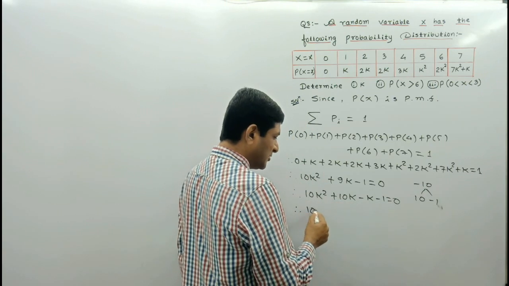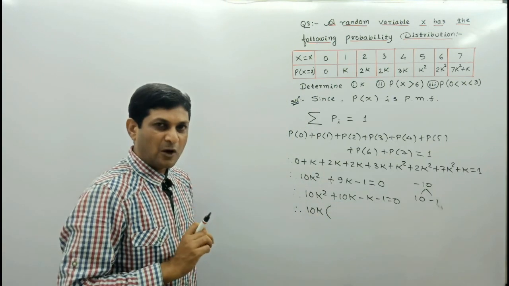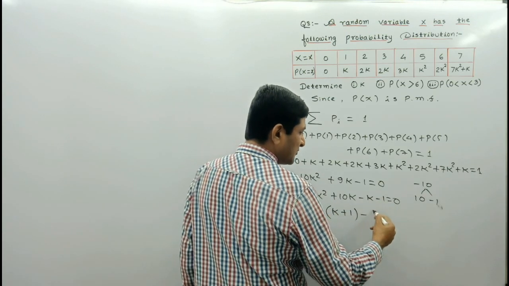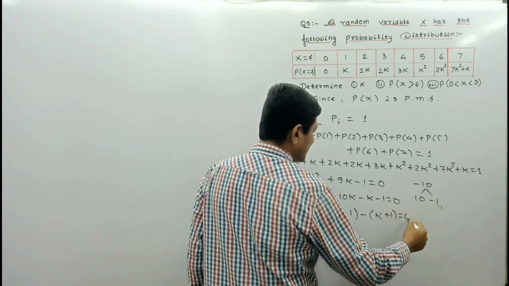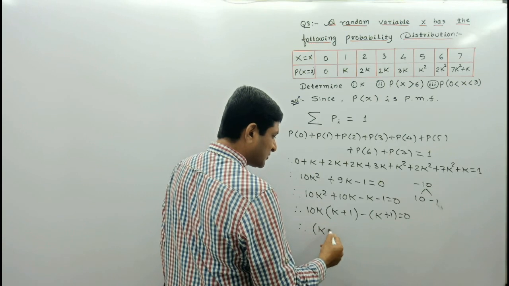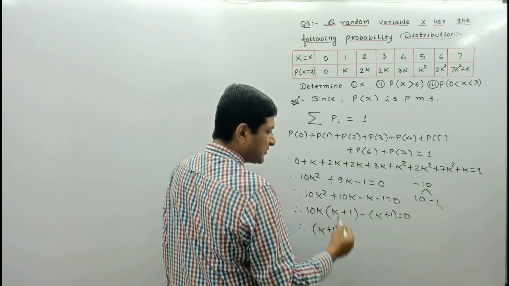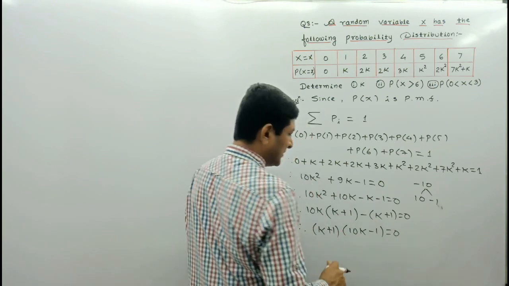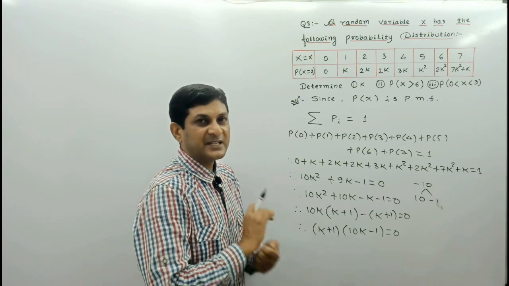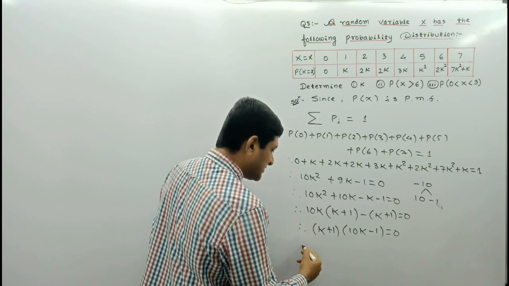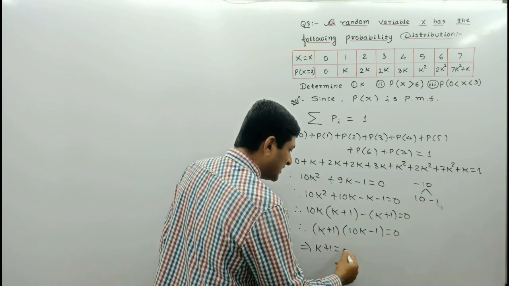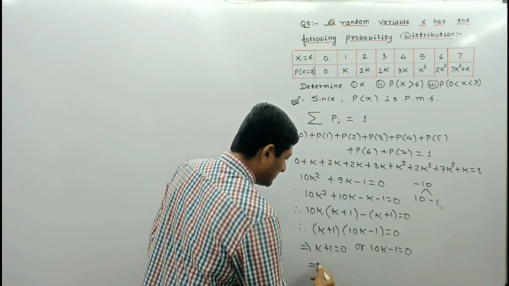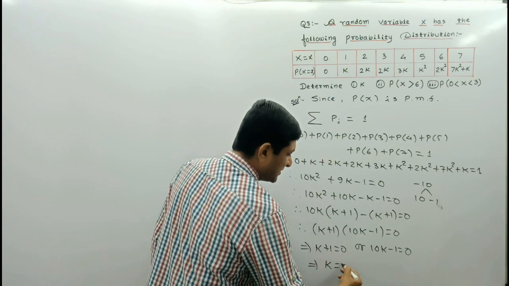From the first two terms we are able to take 10k common. If we take 10k common from the first term, the remaining term is k, and here the remaining term is plus 1. From the last two terms, if we take minus common, here we will get k plus 1. On this side 0, keep it as it is. So then k plus 1, keep it as it is. We are taking k plus 1 common, so here the remaining term is 10k, and here the remaining term is minus 1, is equal to 0. Now the product of two terms is equal to 0 means either the first term is 0 or the second term is 0. It implies that k plus 1 is equal to 0 or 10k minus 1 is equal to 0. Which implies that k is equal to minus 1.